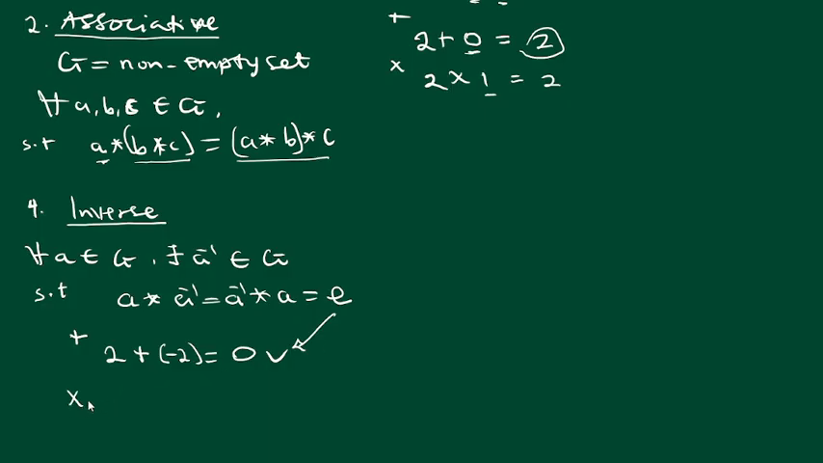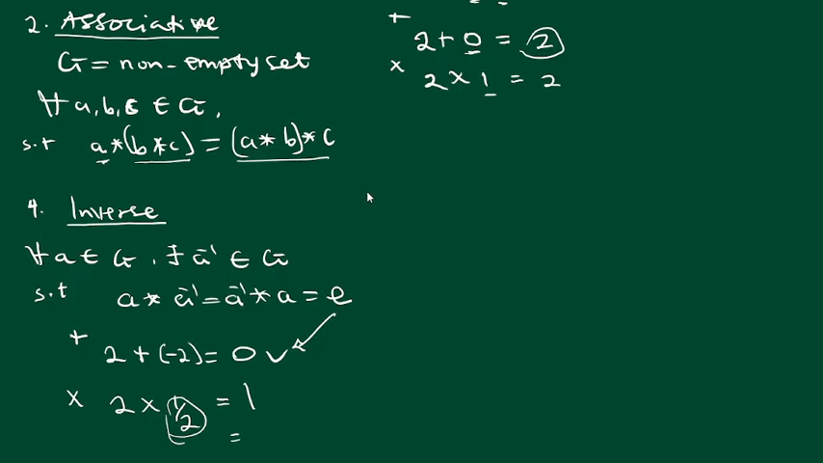If it is under multiplication, 2 times a certain number should give me the identity element under multiplication, which happens to be 1. And clearly this is going to be a half. So if I multiply 2 times the half, this is going to give me 1, the identity element. And this is the inverse element here. So the inverse of 2 will be 1 on 2.